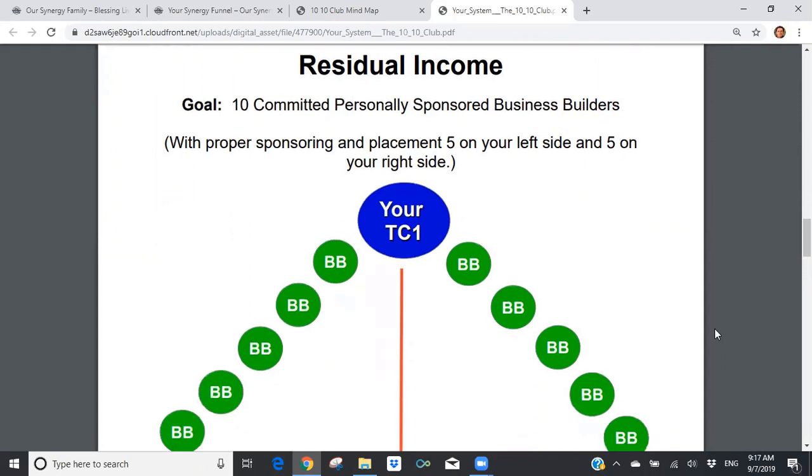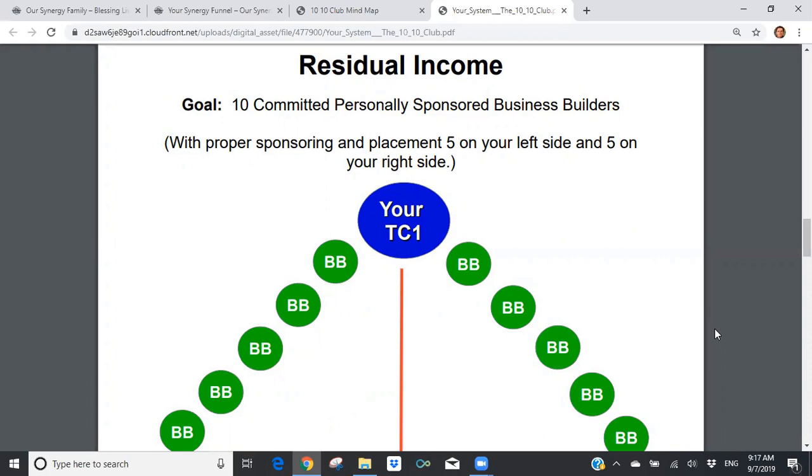We'll, not this month, but in October, do a separate Saturday presentation on proper sponsoring and placement techniques, especially for new people who come into Synergy Worldwide, to understand how to keep your left side and your right side balanced as you grow your Synergy business. But the ideal situation is to have 10 personally sponsored business builders where 5 of them are on your left side and 5 of them are on your right side.